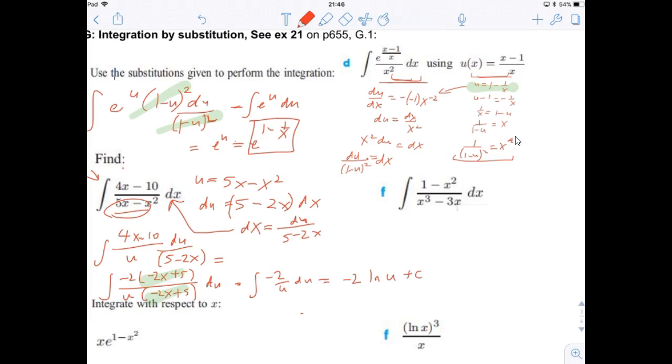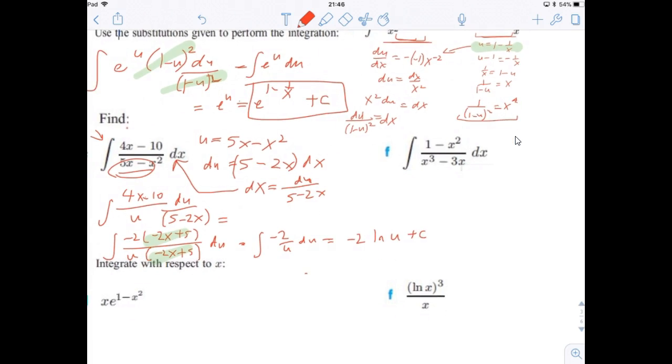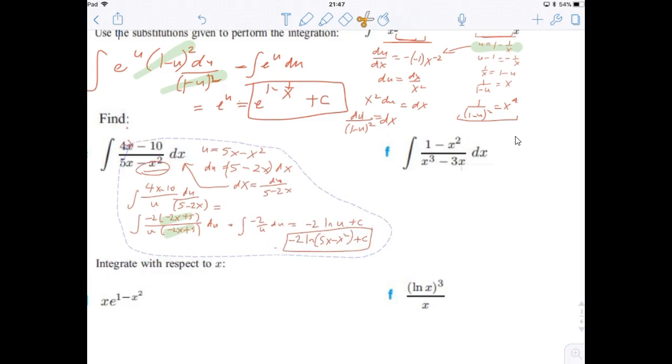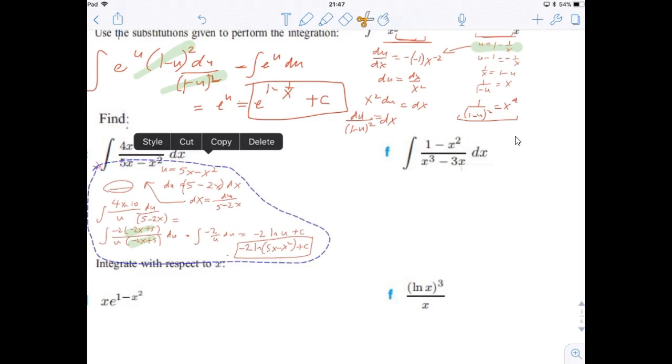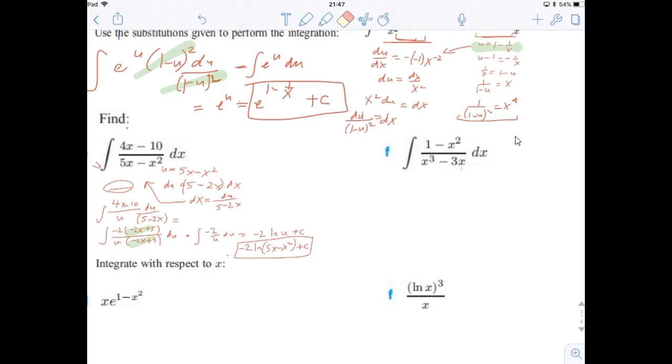Oh, by the way, up here, the answer would include plus c, right? Because it was an indefinite integral. And now I substitute back in for the u, 5x minus x squared. So my answer is going to be negative 2 natural log of 5x minus x squared plus c. So this is my answer. Just going to shrink this down, make a little space. Okay? All right.